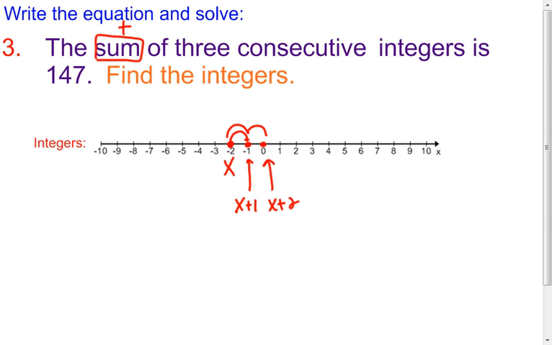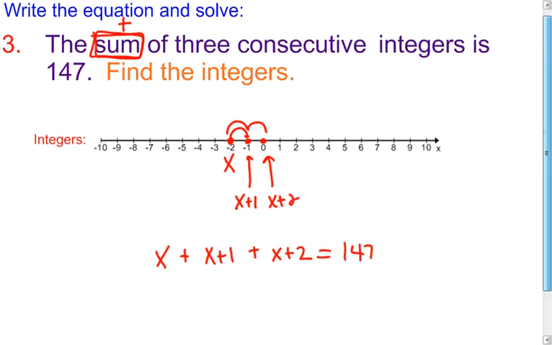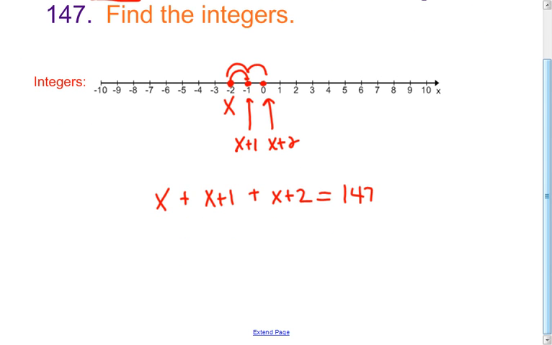Okay, so I have three integers. I have x, and I have x plus 1, and I have x plus 2. Okay, and it's saying that I need to find the sum, which means I need to add them. So I'm going to add x plus x plus 1 plus x plus 2. When I do that, I will get 147. Okay, and now I need to solve. So I'm going to combine my like terms. I have 3x, and then 1 plus 2 makes 3.